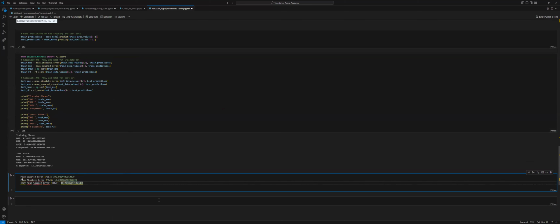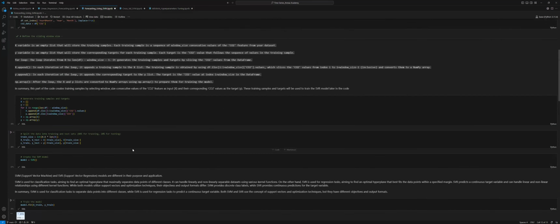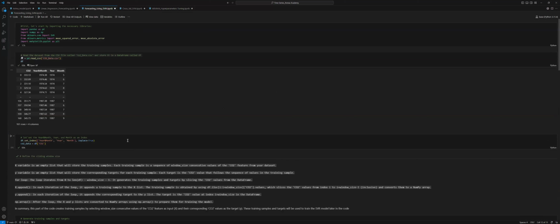Now, let us look at SVR, support vector regression, or the SVM that you have used previously, support vector machine. Support vector machine is used in classification, while support vector regression is a variant of SVM which is used in time series forecasting. So now let us look at SVR.